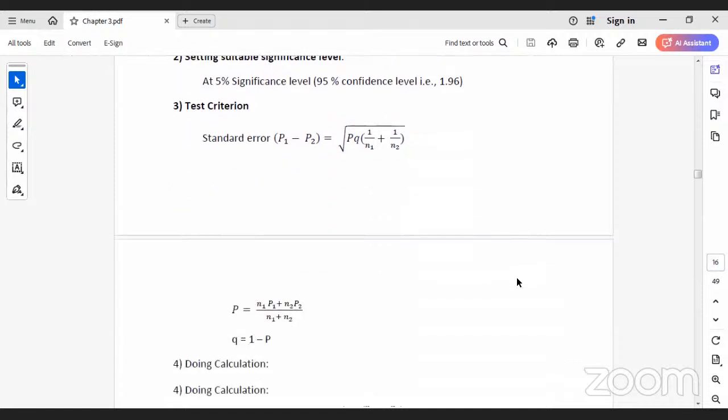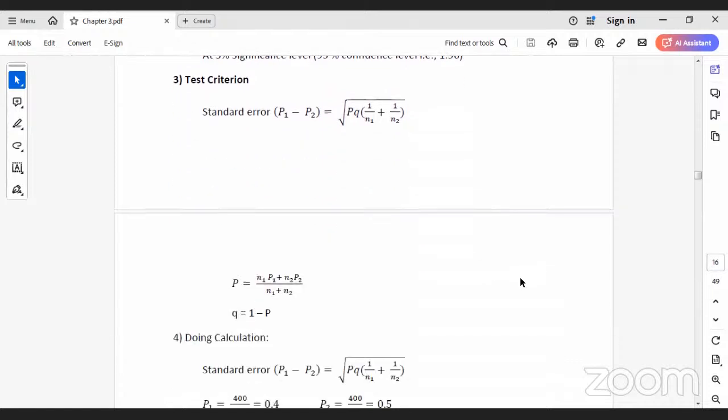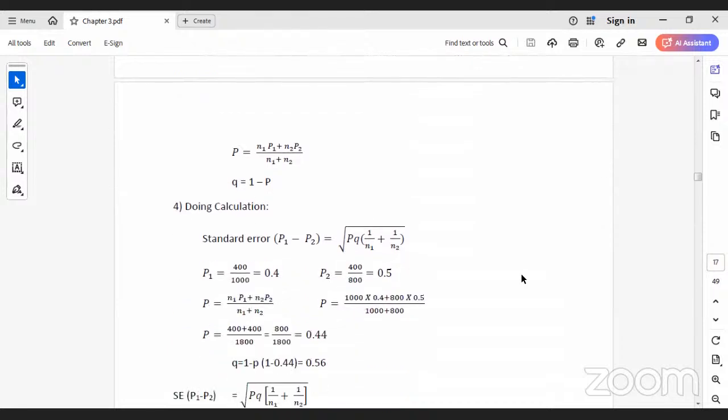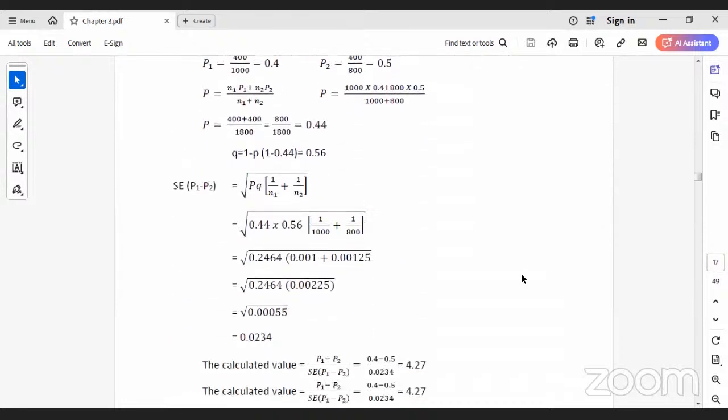So test criterion, that is the standard error of P1 minus P2 is equal to under root P into Q into 1 by N1 plus 1 by N2. Okay, this is the formula. So to find the P value, P is equal to N1 into P1 plus N2 into P2 divided by N1 plus N2. Then Q is equal to 1 minus P. Okay, so doing the calculation. Listen carefully. The calculation part is most important here.